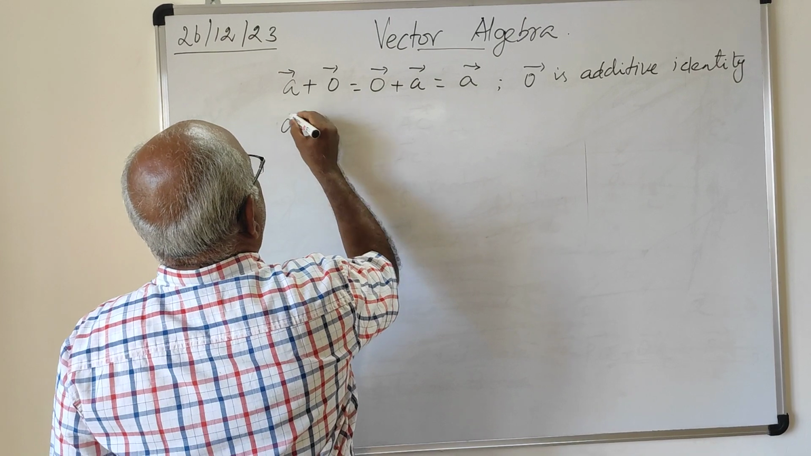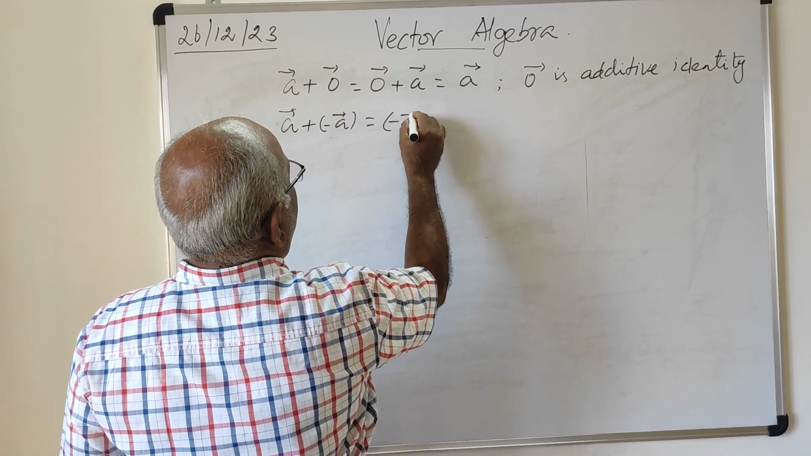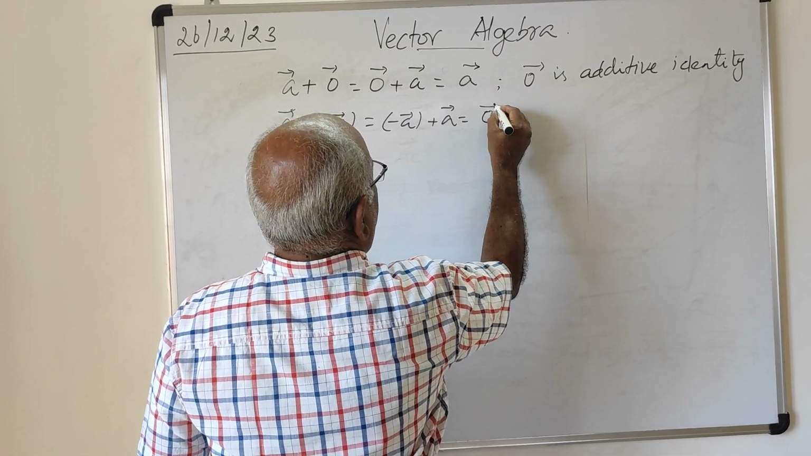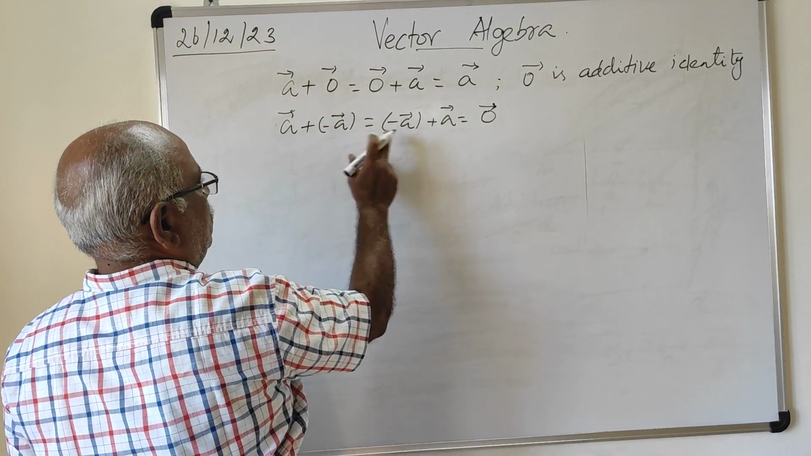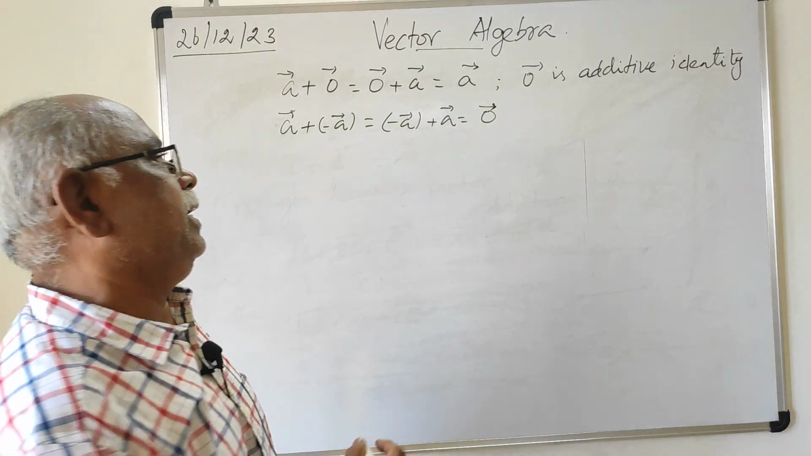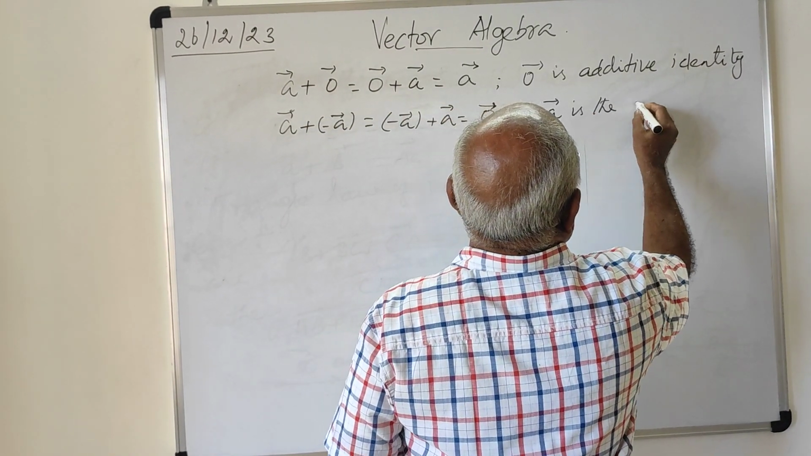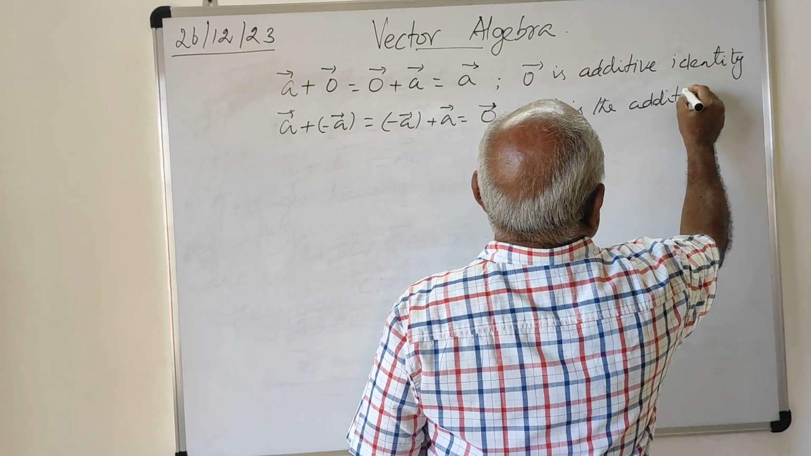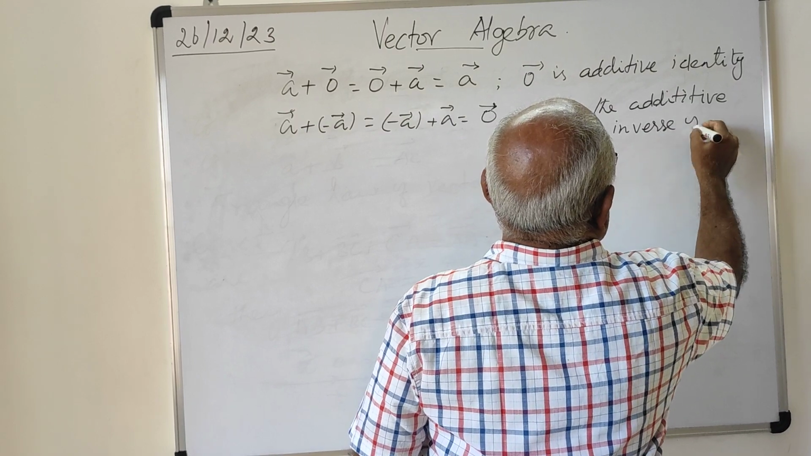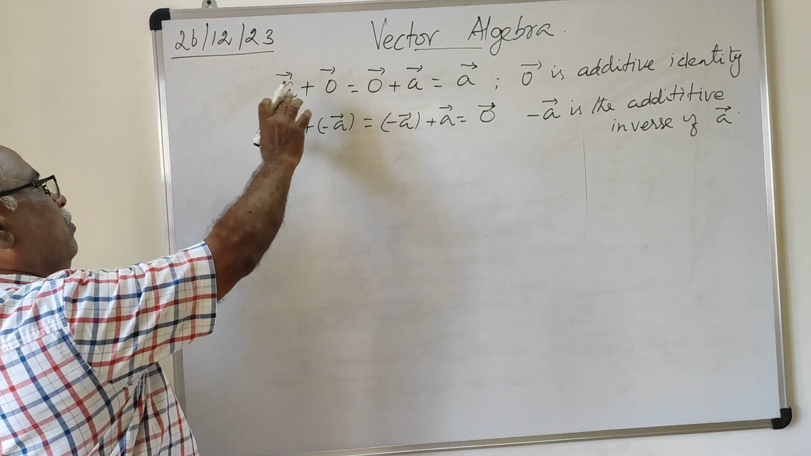Similarly, vector A plus negative A equals negative A plus A, which equals the zero vector. A plus minus A is 0, and minus A plus A is also the zero vector. This minus A vector is called the additive inverse of vector A. These are some properties of vector addition.